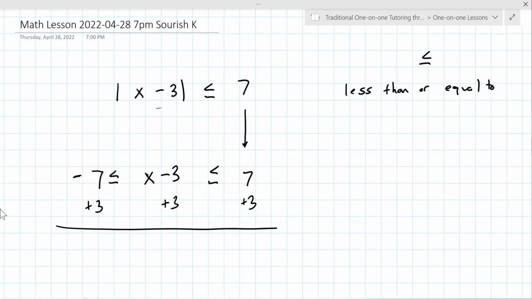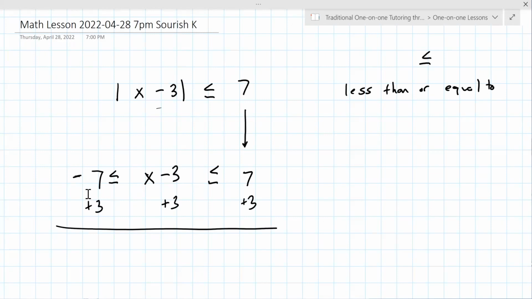Okay, I'm back. So we started this problem, absolute value x minus 3 less than or equal to 7, and we rewrite it this way in this line down here. And we're at this step, adding 3 to everything.